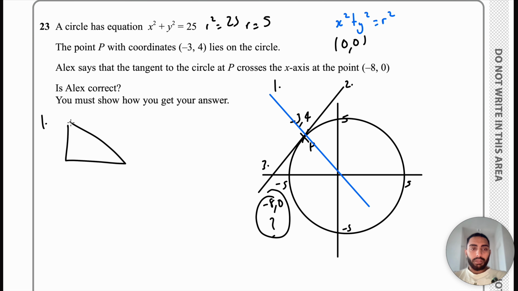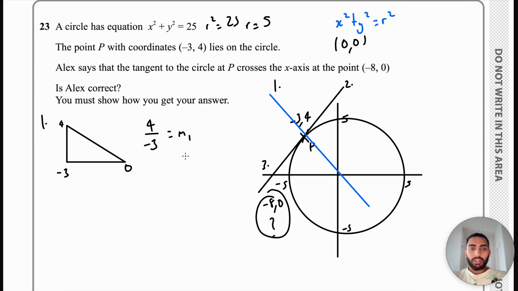I'm just going to redraw it as a little triangle to make it a little bit easier. That's 0, 0. From there to there is -3. And from there to there is 4. And my gradient is the rise over the run. So it's going to be 4 over -3. So my gradient is m. This line is perpendicular to my previous gradient because it's a tangent. These meet at 90 degrees.